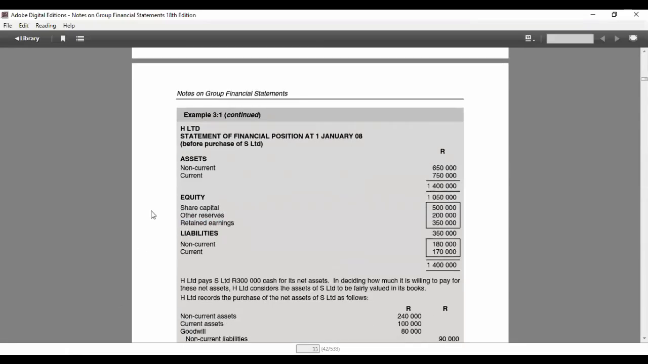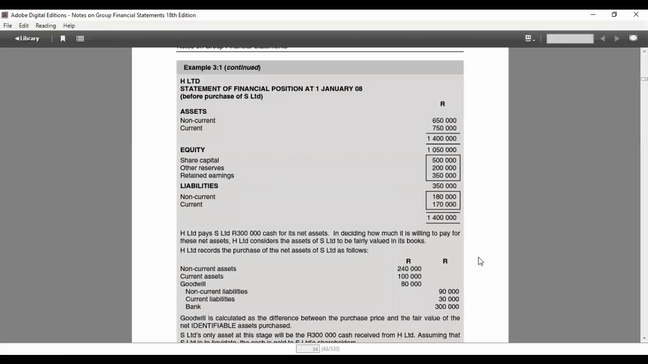H also has financial statements. We've got a statement of financial position for H, and before they made any purchases of S, this is what their position looked like. They had 1.4 million worth of assets divided between non-current and current assets. They have 1,050,000 rands worth of equity, with share capital, other reserves and retained earnings, and then liabilities equal to 350,000. Remember from your accounting knowledge, assets are equal to equity plus liabilities. So on an official statement of financial position, we would always see that the assets section is equal to the equity and liabilities section.